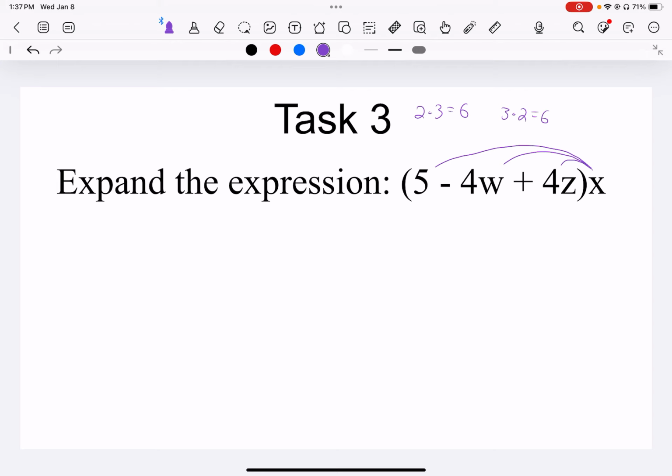So when I multiply, 5 times x is 5x, negative 4w times x is a negative 4wx, and a positive 4z times x is a positive 4xz. I just changed the order of the variables to make sure it was written in alphabetical order. But this would be my expanded expression.